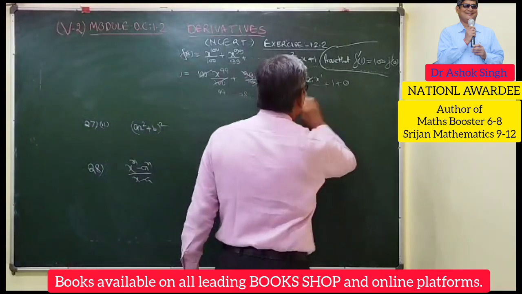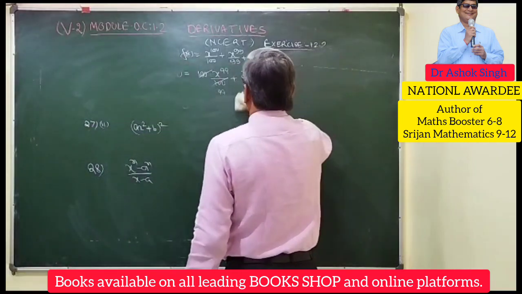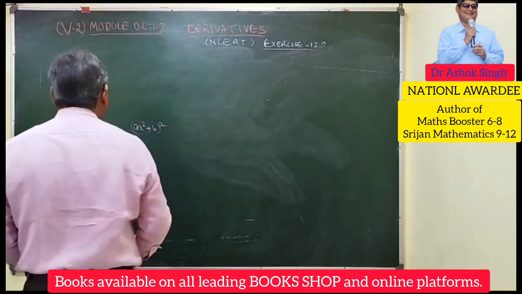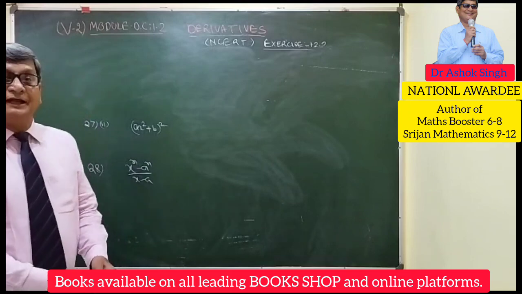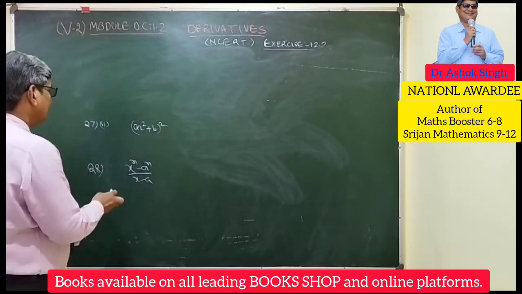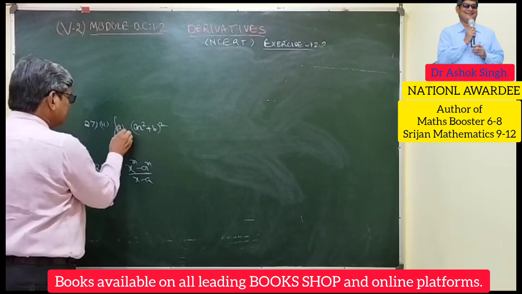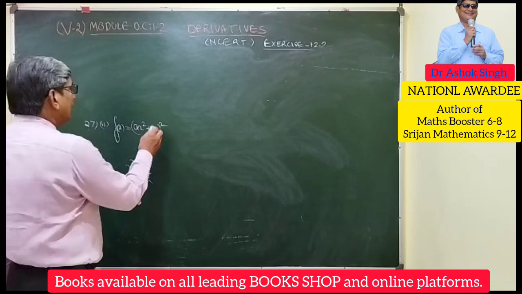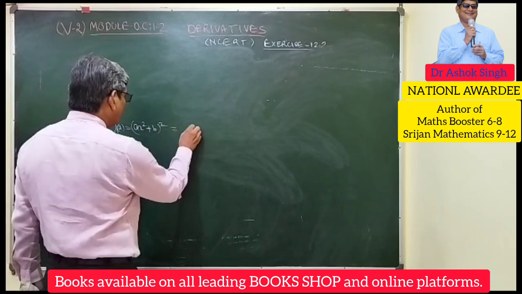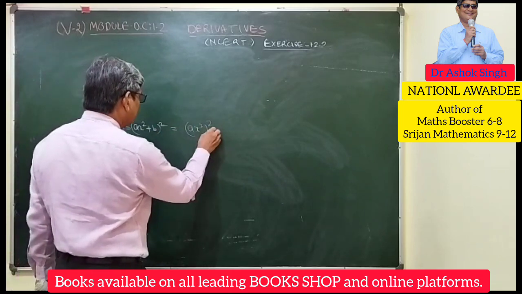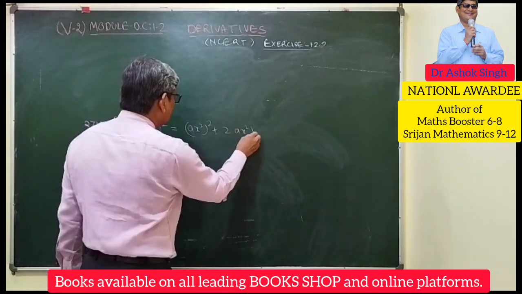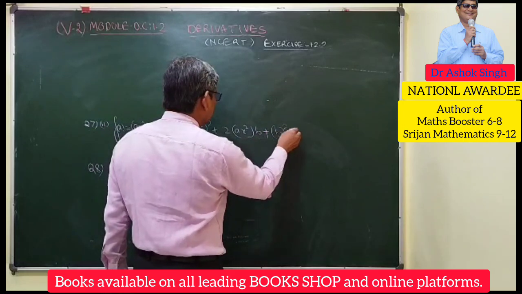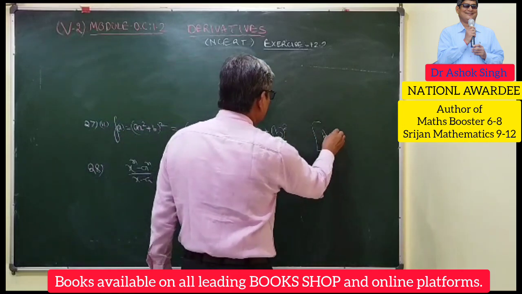The second question you are given is to find the derivative of a x square plus b for some values of a and b. For that you don't have to bother. You write f(x) is equal to this much. Now you can write this as a x square whole square plus 2 times a x square into b plus b square. The formula you have used is what?